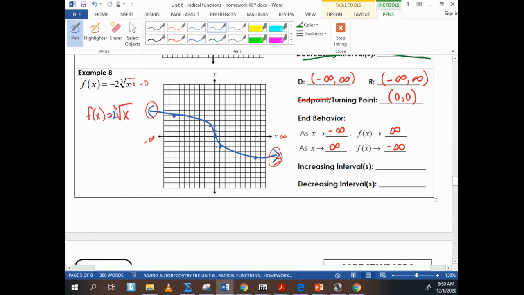We're going to read from left to right. So as we read our x's from left to right, we're just trying to figure out what our y's are doing. Are they going up or down? Well, here it's really easy to see because they drop really quickly right there. They are going down right there. So we're going to cross off the increasing interval this time and say we are decreasing for the entire function, or you can look at your domain from negative infinity to infinity. We're always going to be decreasing on this function. And that is how to graph radical functions.